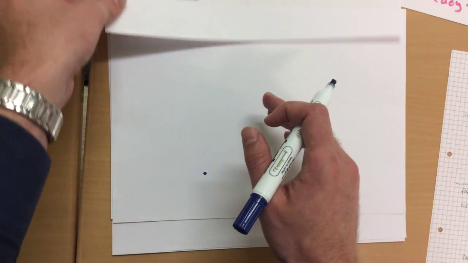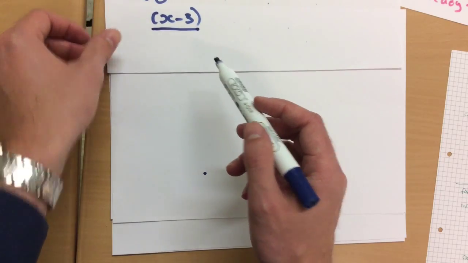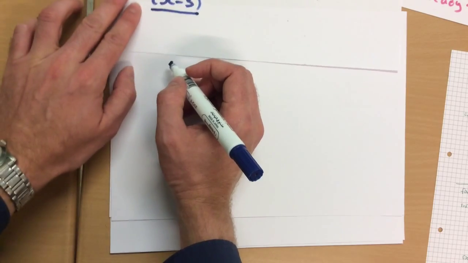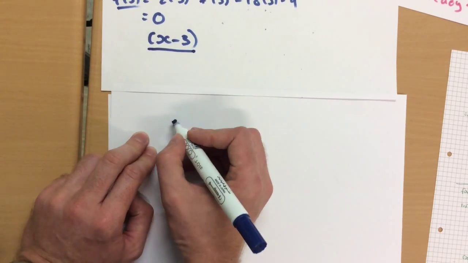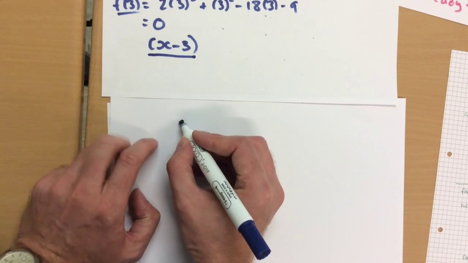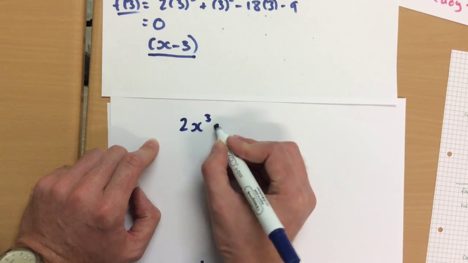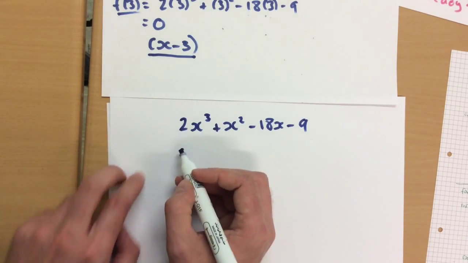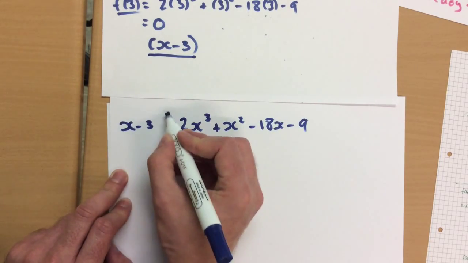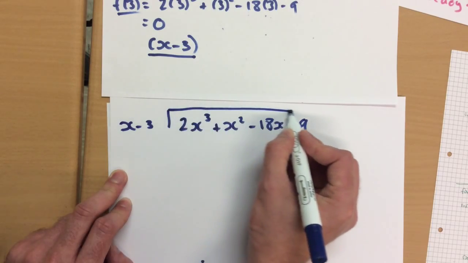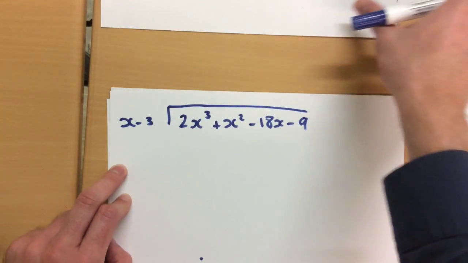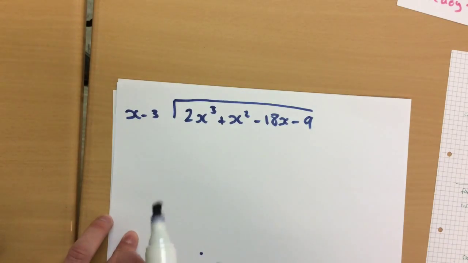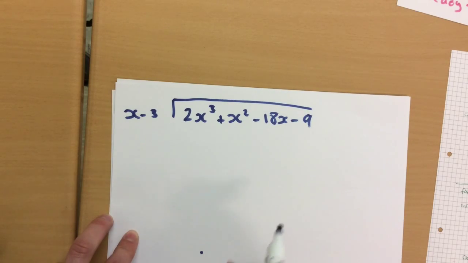Since we know that x minus 3 is a factor, we can do a division like this. So, our question was 2x cubed plus x squared minus 18x subtract 9. We now know x minus 3 is a factor, and you and I together can work out this division. In fact, pause it, give it a go, and I'll give you a solution when you come back.